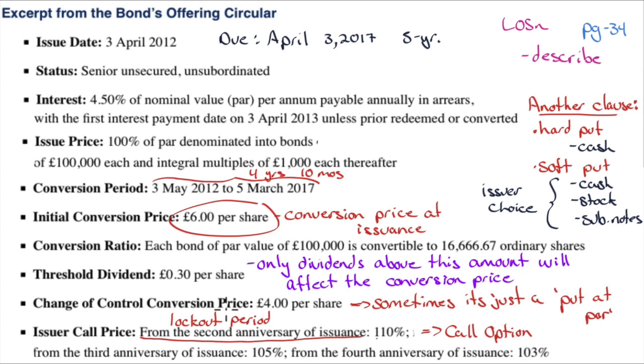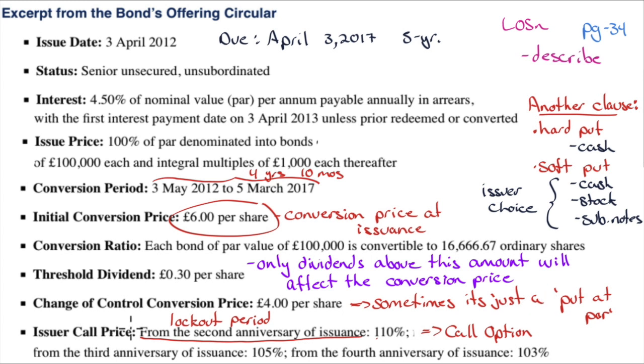Change of control conversion price. So if there's a takeover or a merger, the conversion price drops to $4 per share. Sometimes there's not a change of control conversion. Sometimes it's just a put at par. But the holders, rather than get a lower conversion price, can just put the bonds back at par.